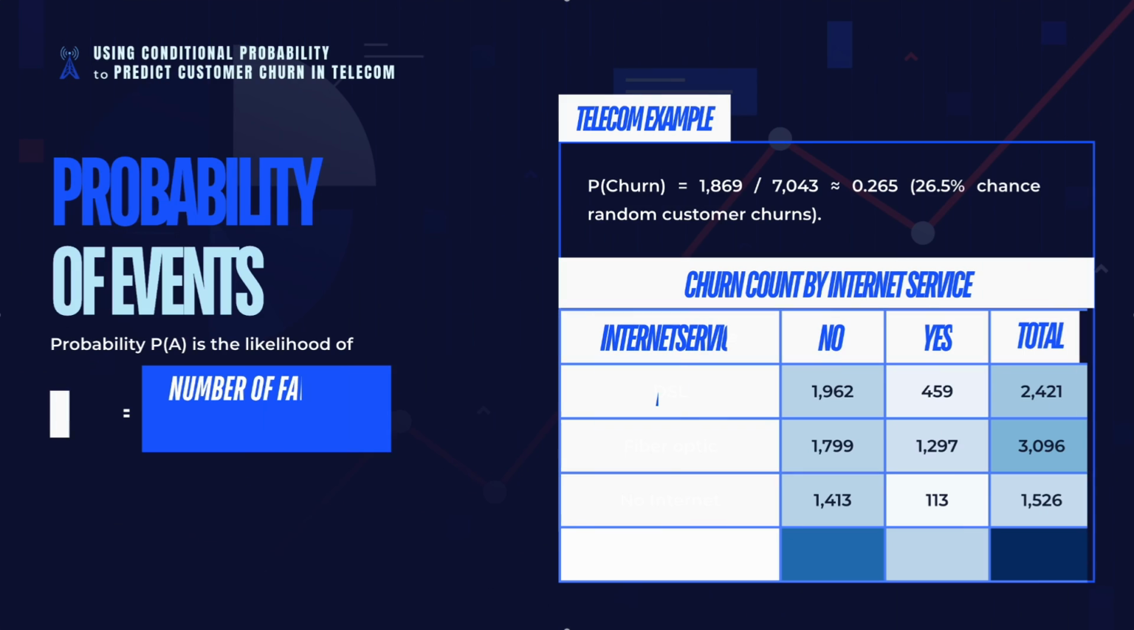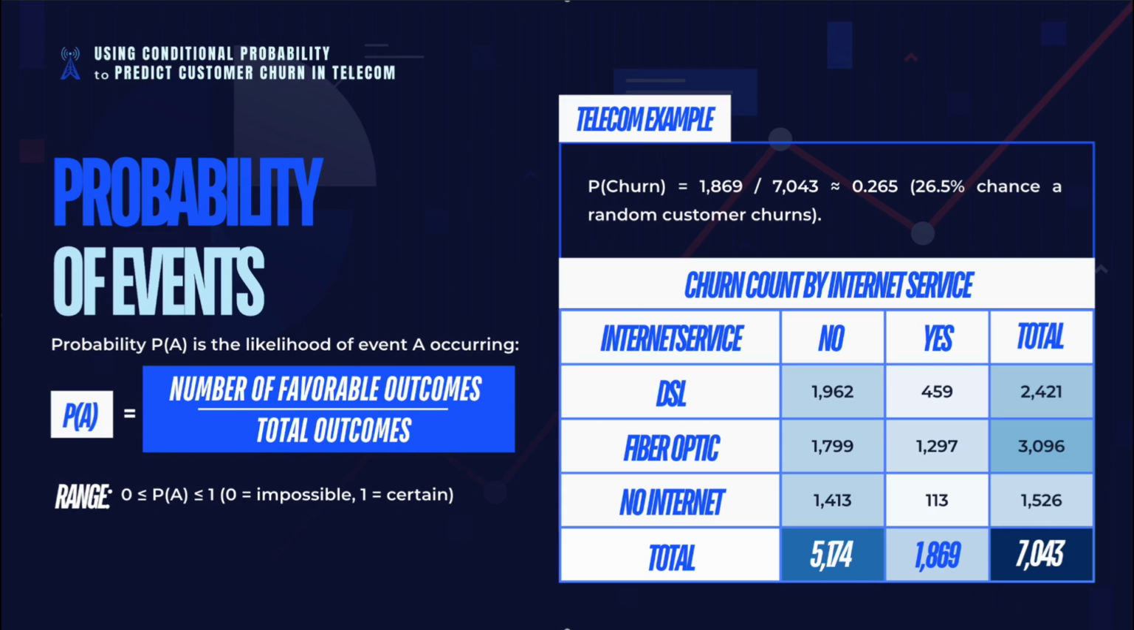So the probability of an event. Probability of an event is the likelihood of event A occurring. So P(A) is equal to the number of favorable outcomes divided by the total outcomes, in the range from 0 to 1. So in the example of telecom, P(churn) is going to be the number of favorable outcomes divided by the total customers, which is 7,043, yielding 0.265 or 26.5% chance a random customer churns, right?